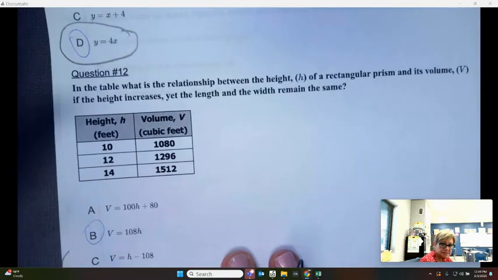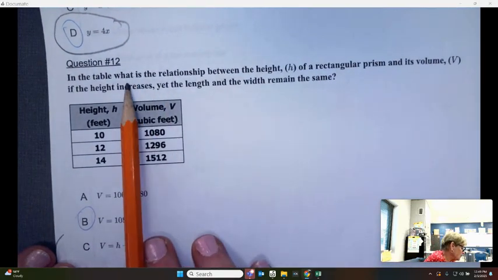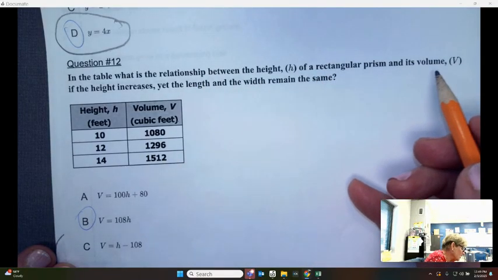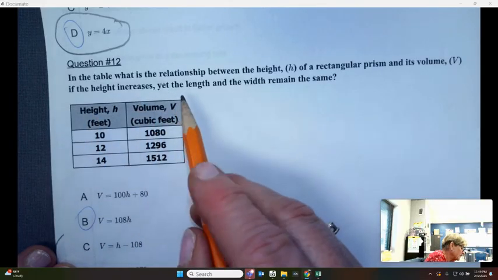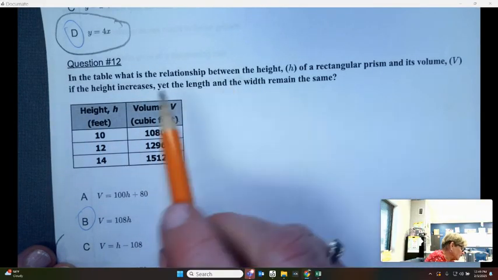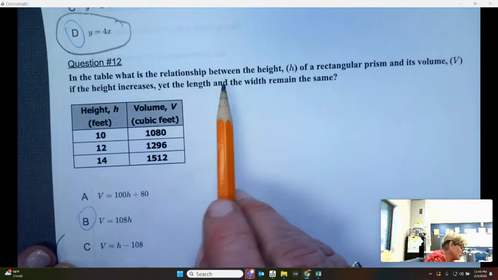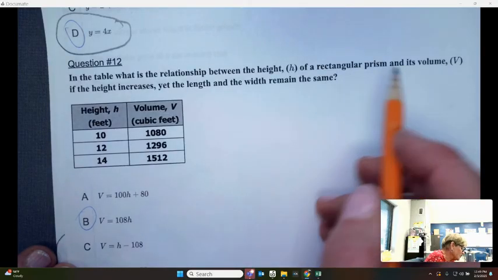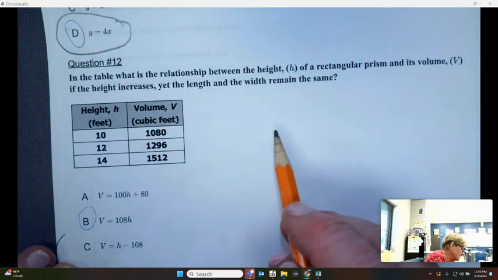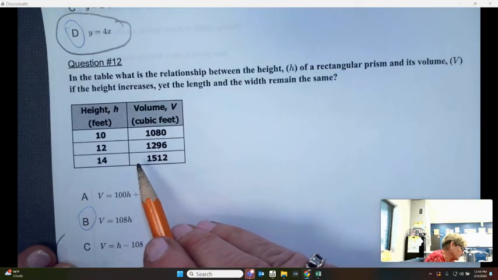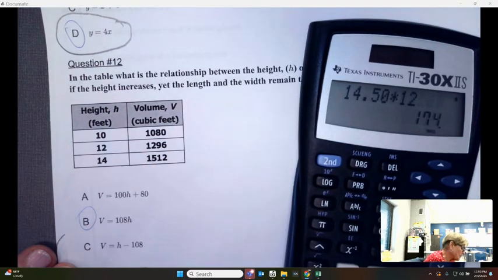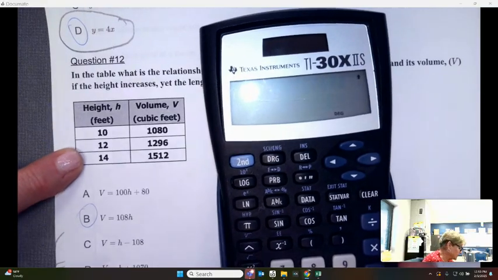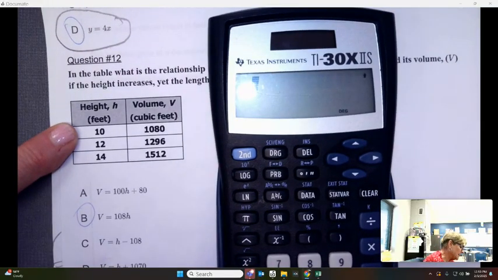All right, number 12. Let's see what we get here. In the table, what is the relationship between the height of a rectangular prism and its volume, if the height increases, yet the length and width remain the same? Wait, let me read that again. All right, that one's kind of confusing for me, but let's look at what we got. We want to find the relationship, so we have to find the connection between the values. So let's start out by dividing and seeing what the connection is.